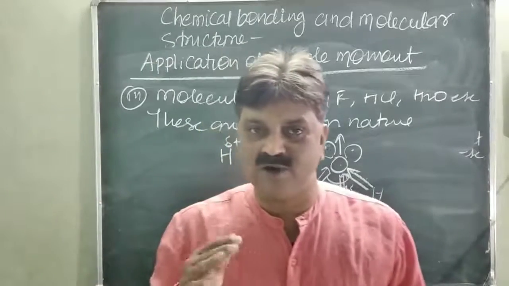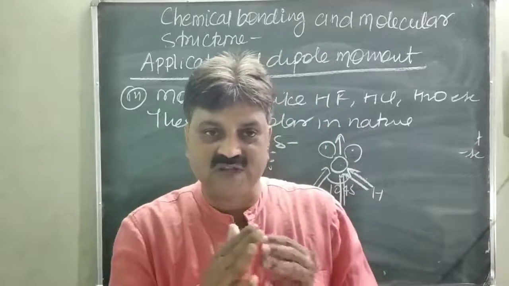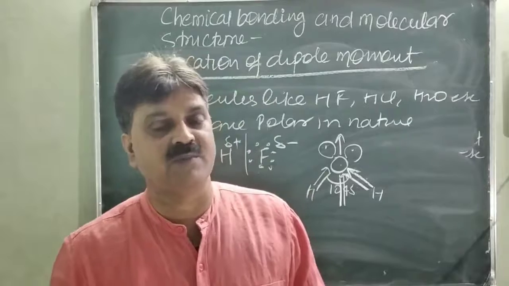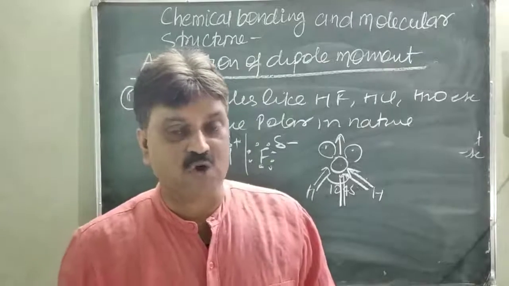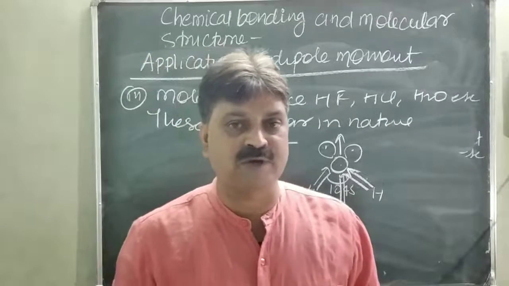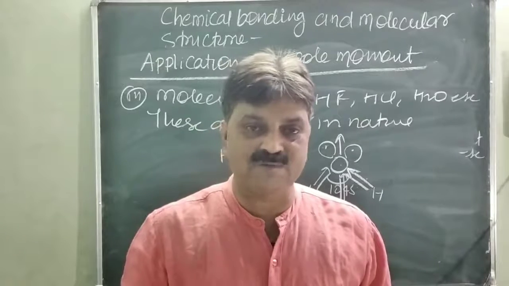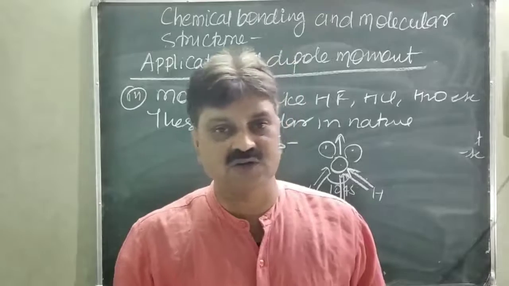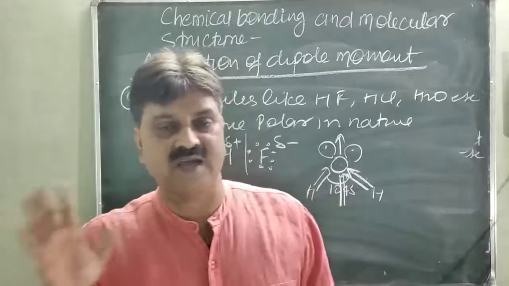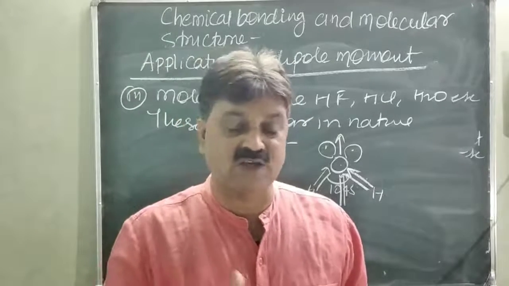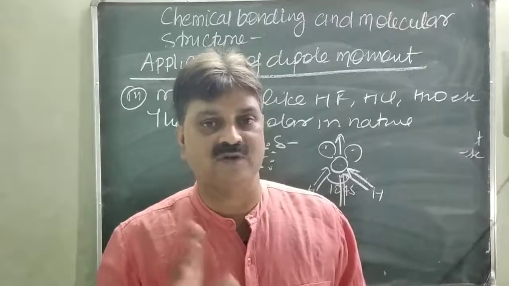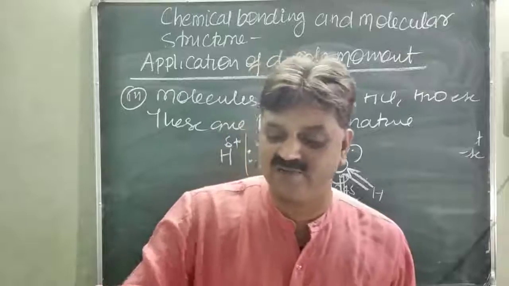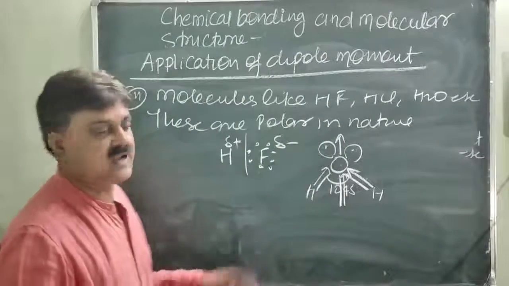Such a molecule, where the charges do not coincide with each other, has movement of electrons in its covalent compound, so it possesses a dipole moment. On the basis of the value of the dipole moment, you can predict whether the given compound is polar or non-polar. If the dipole moment is greater than 0, this is a polar molecule. If the dipole moment value is equal to 0, this is a non-polar molecule. Is it clear? Another application is that you can predict the ionic character of a molecule with the help of the dipole moment.